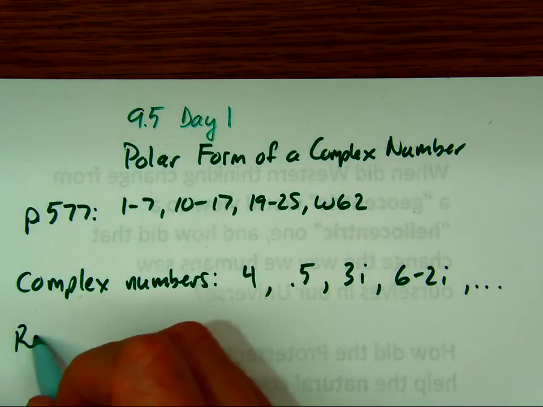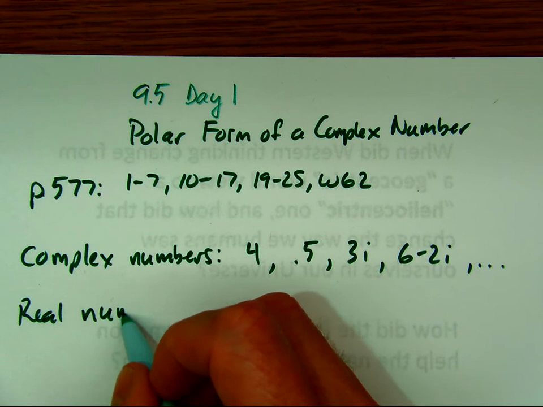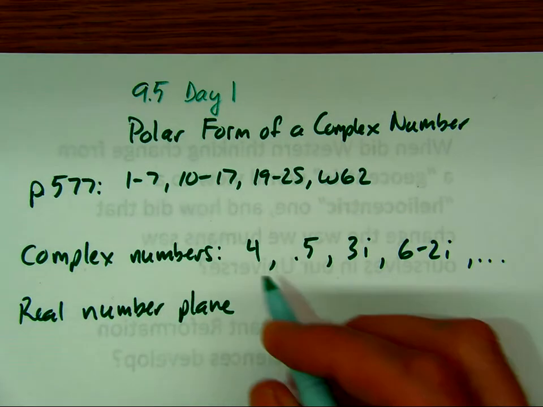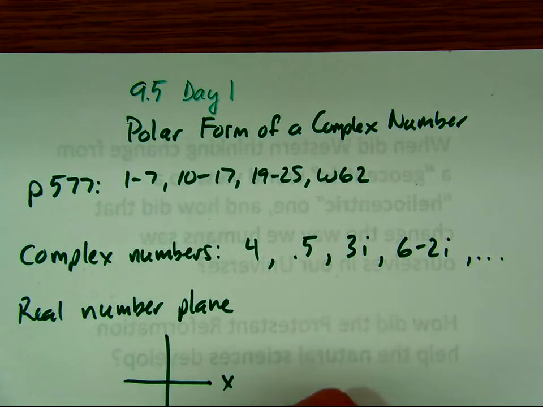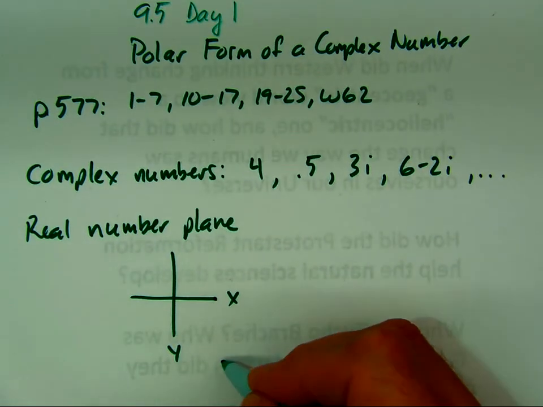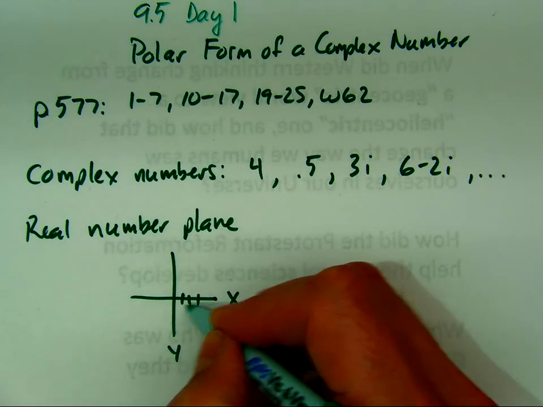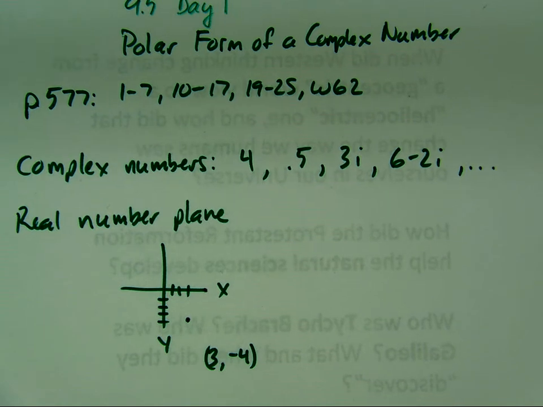We have the real number plane. That would be where we have an x and a y, and we could have two real numbers, 3 and -4. So that's the real plane.